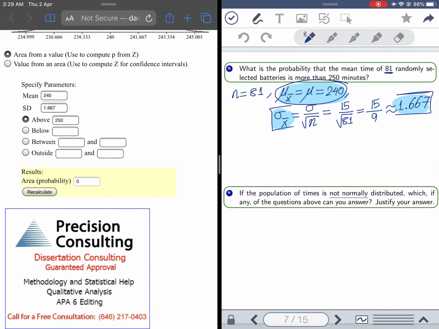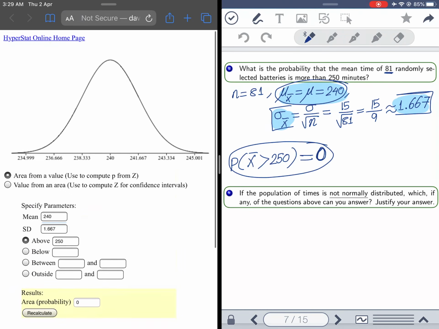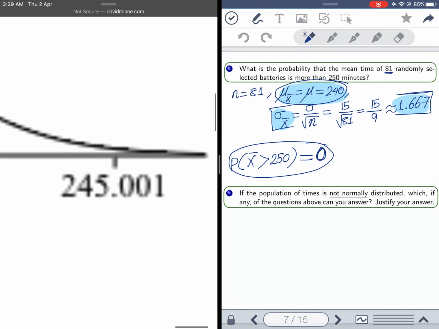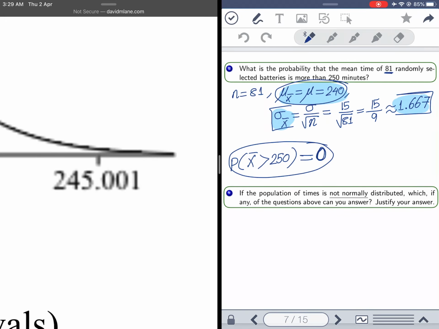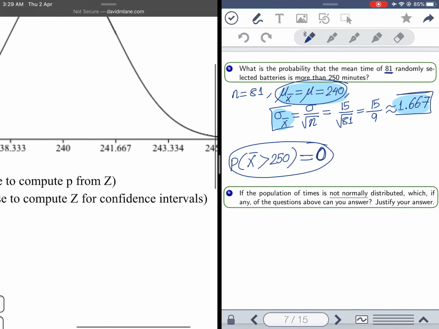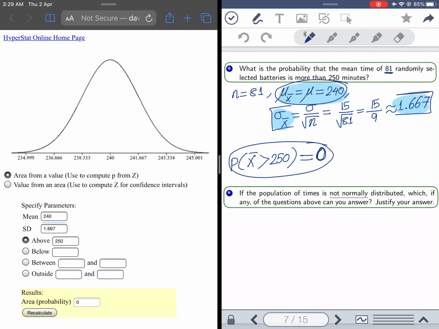This is 0 again. So the probability that x bar is bigger than 250, of course, you should expect it to be 0. It's not exactly 0 again. It's very close to 0, so that at least the first 4 digits, or even the first 5 digits, are 0. You can see it easily in the graph; you don't even see it. Where would 250 be? Look at the graph here: 245 is 3 standard deviations away from the mean, so 250 will be in a place where it doesn't really have any area. So the probability is 0.